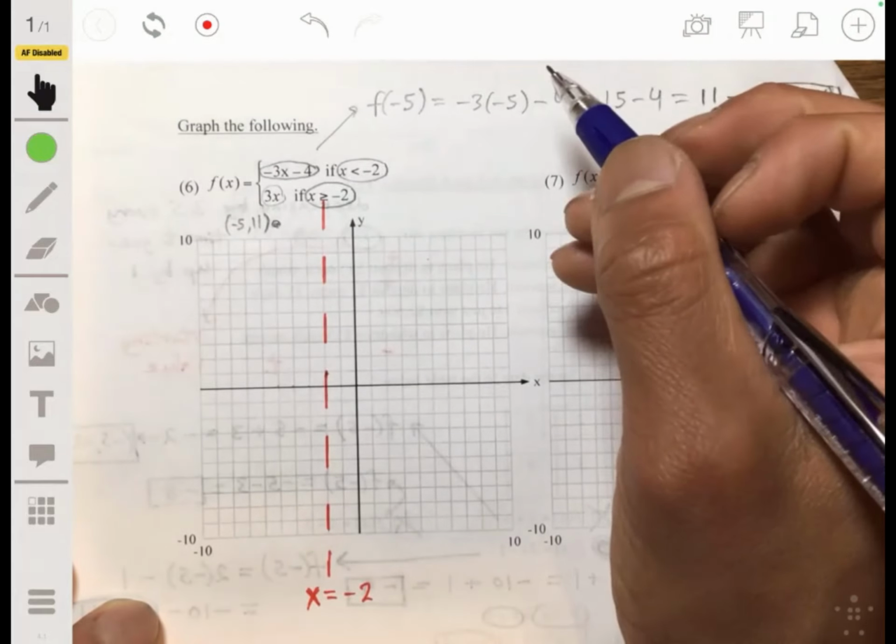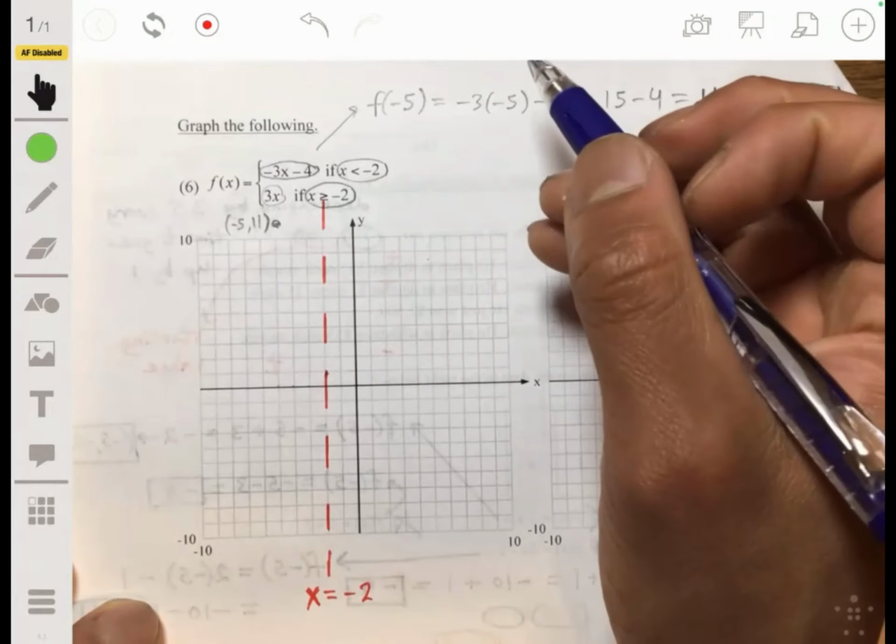And then maybe plug in one more, let's plug in negative 2 actually. So I can explain this. We're going to plug negative 2 into here, and you would get 6 minus 4, giving us 2. And you would have a point at negative 2 comma 2.